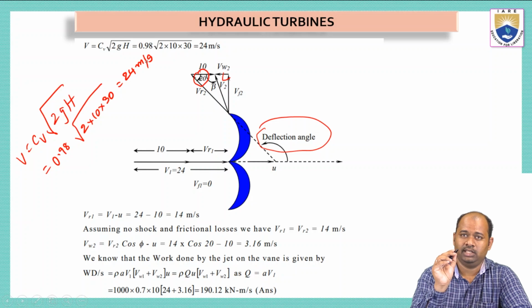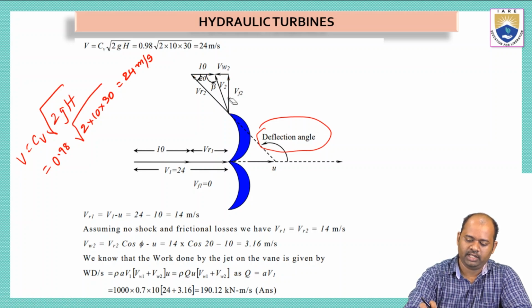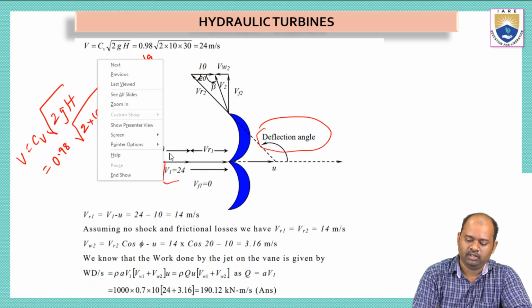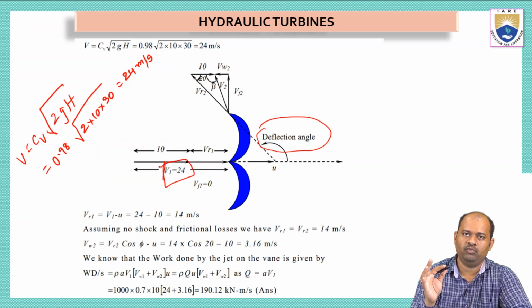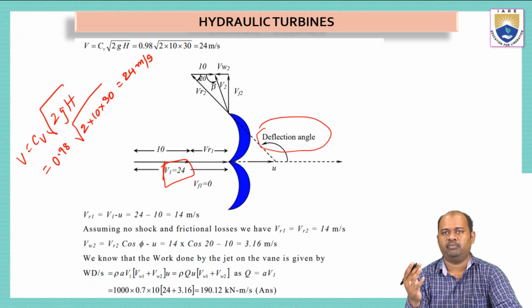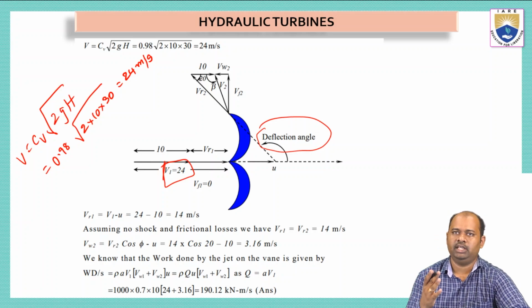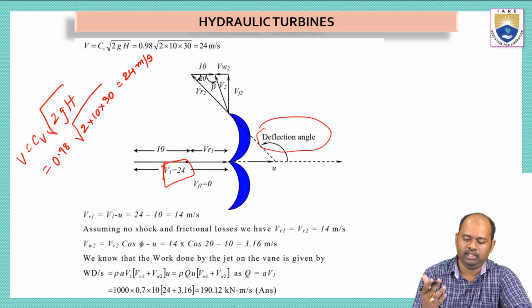24 meters per second is the initial velocity. So from this diagram we can simply write V1, which is the initial velocity. It is 24, and it is horizontally moving. After it touches the turbine vane, it will be flowing in a curved path. Now in that place we have to calculate the power.